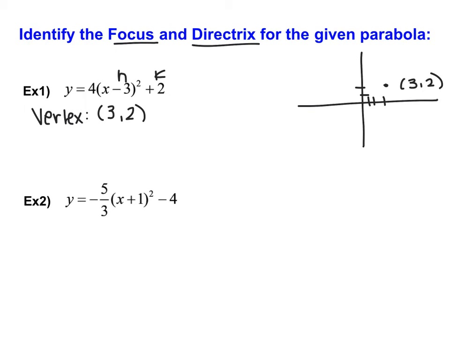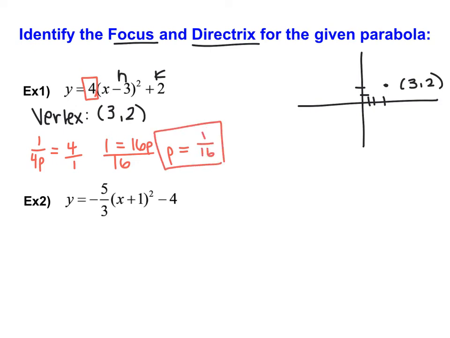I then need to determine my p-value in order to find my focus and my directrix. Remember, my p-value is going to be found by using this coefficient out in front. So we have 1 over 4p is equal to 4. And remember, the trick to solve for the p-value is to put 4 over 1 and cross multiply. So we have 1 times 1, which is 1, equals 4 times 4p, which is 16p. To get the p alone, we divide by 16. So our p-value is 1/16. It's a very small p-value. Since it's positive, we know that this parabola is opening up.